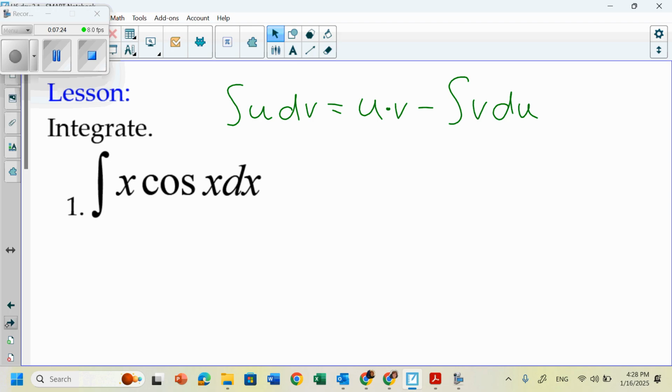And I'll show you for this one, actually. I'll show you on this one how they both don't work. So here we go. Here's my first one. And hopefully you recognize that the derivative of x is actually easier than integrating it. So I'm going to say, let u equal x. Then du is 1 dx.